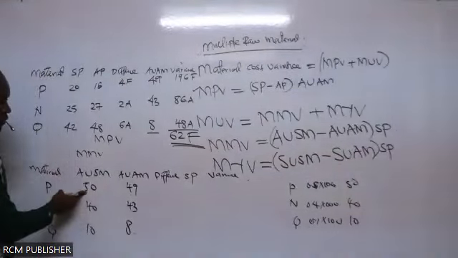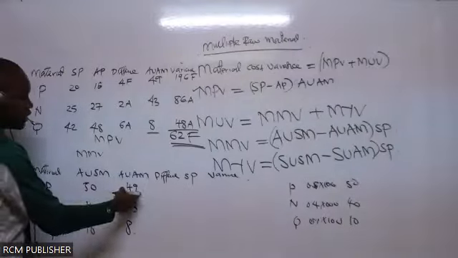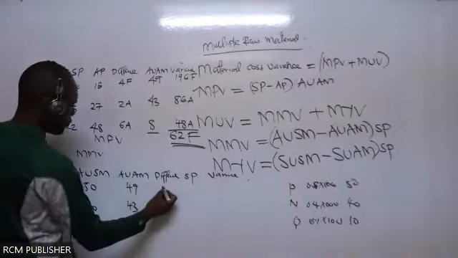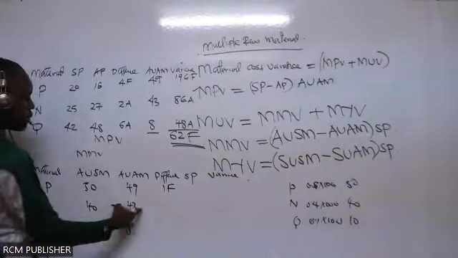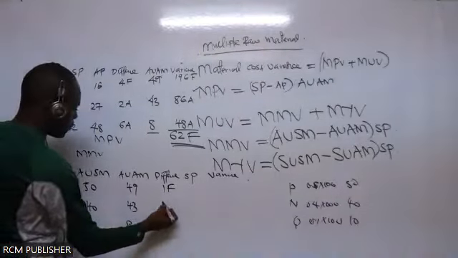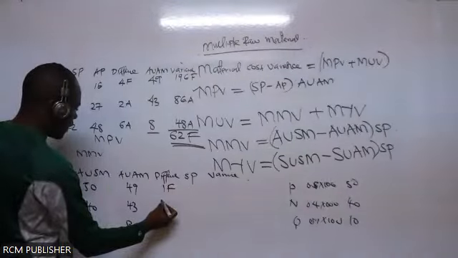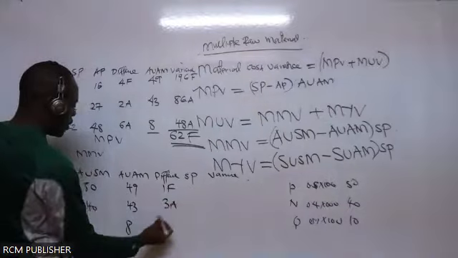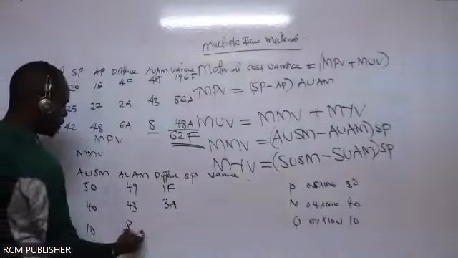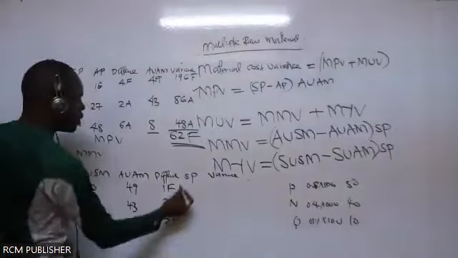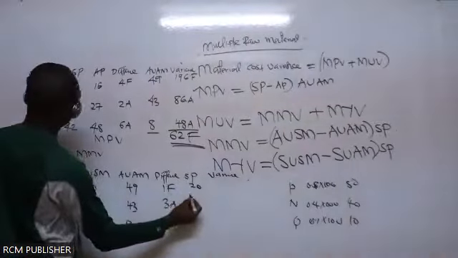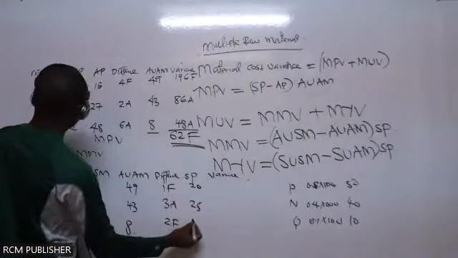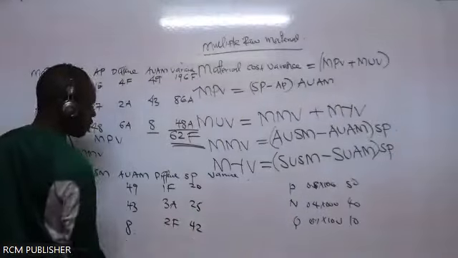I budgeted for 50. I've actually used 49. That is good, so it is favorable. I planned to spend 40. I'm having 43. That is unfavorable, that is adverse. I planned for 10. I ended up using 8. That is favorable. Standard price, we have it up here. You copy and paste.